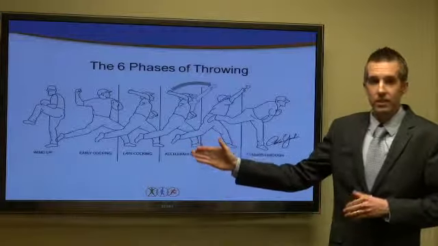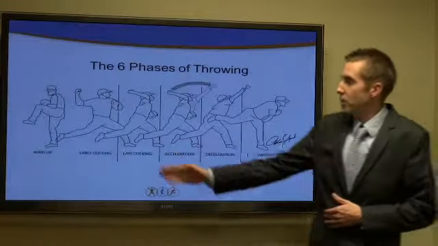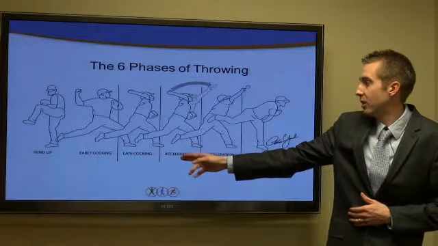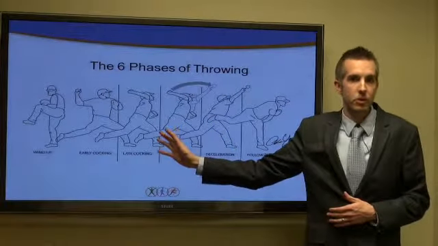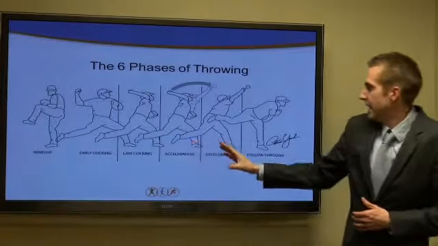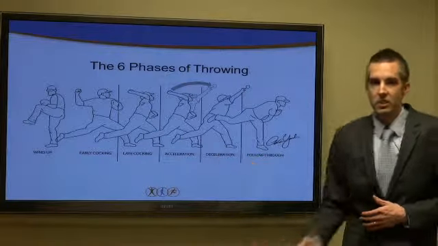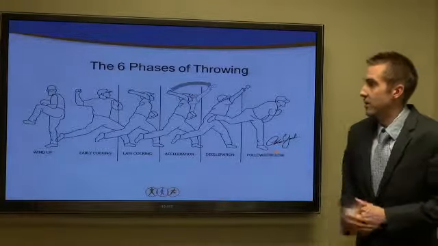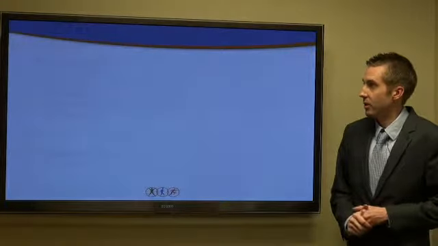There are 6 phases of throwing. This kind of gives you a better visual. You have your wind-up, early cocking, late cocking, the acceleration. These are all big muscle groups that are firing and working. Now to the deceleration, the smaller muscles are responsible for slowing you down. So that gives you a nice visual of a pitcher going through.